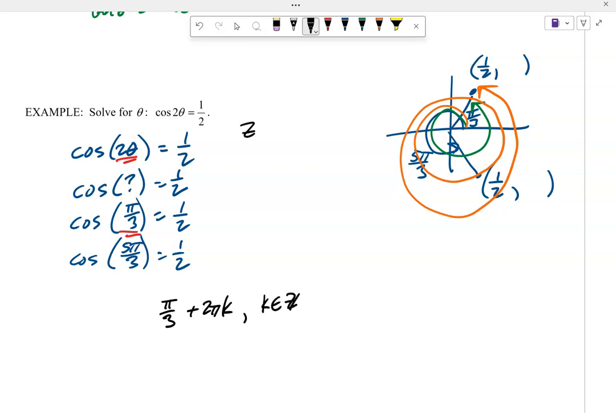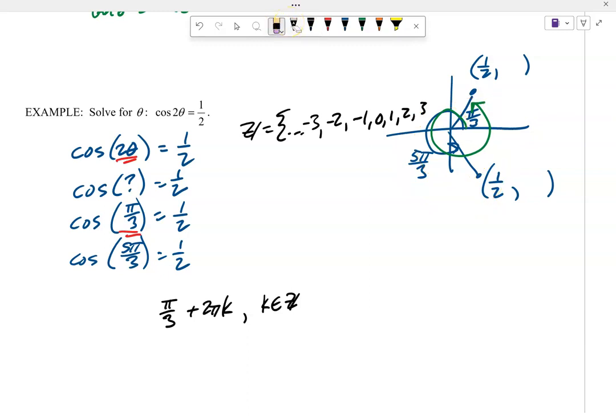If you remember our integers, negative 3, negative 2, negative 1, 0, 1, 2, 3. And that would hit any of these, erase any of these at pi thirds, right? Any coterminal angle. So it would also do negative 5 pi thirds if k is negative 1, and so on. This takes care of all of them, right? That hit right there at that spot.